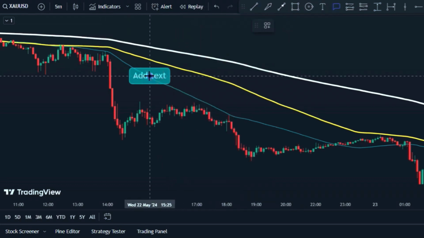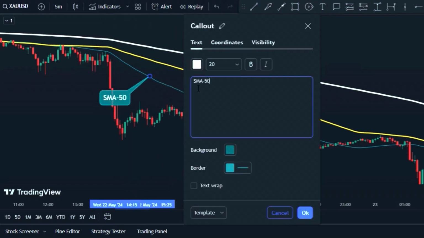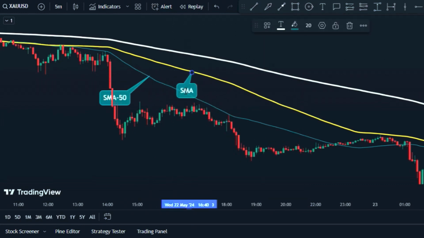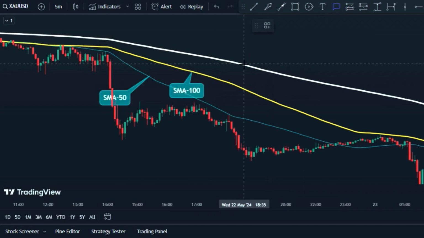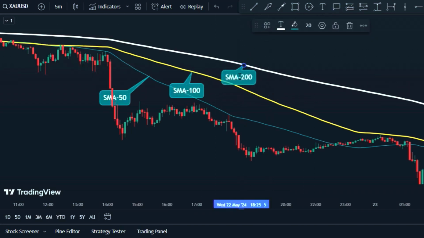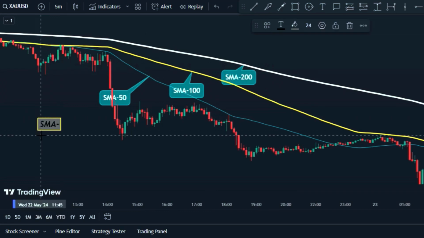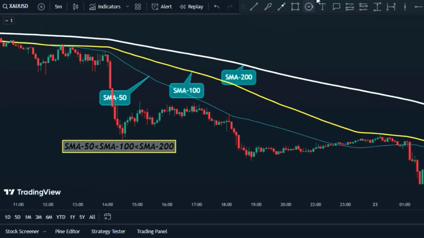The SMAs indicator is made up of 3 lines: the 50 SMA, 100 SMA, and 200 SMA. Each line provides insights into the market's trends. When the 50 SMA is below the 100 SMA and the 100 SMA is below the 200 SMA and the price is below all 3 lines, it indicates a downtrend. To put it simply, imagine the SMAs as stairs and the price is like a ball. When the ball, which is the price, is below the stairs, which is the SMAs, it means the overall trend of the market is going down.